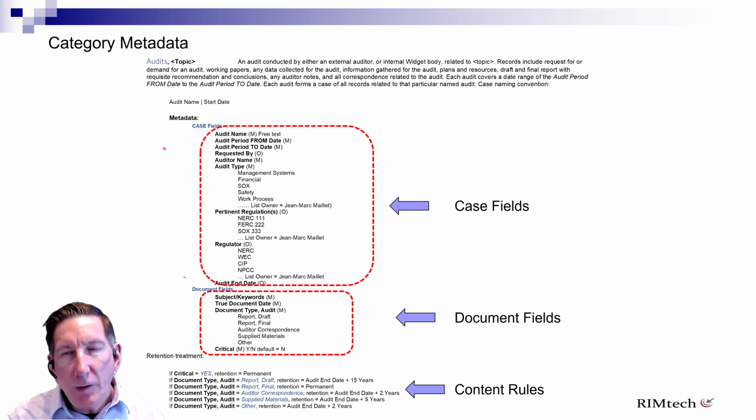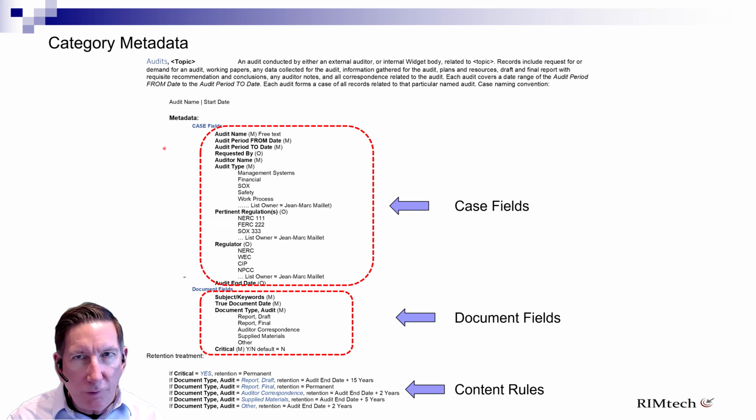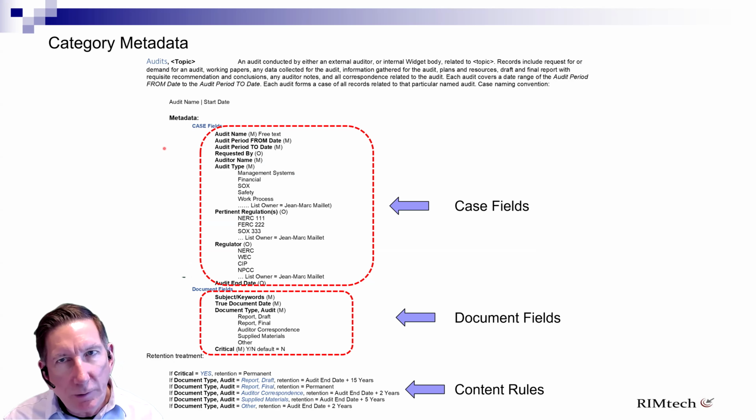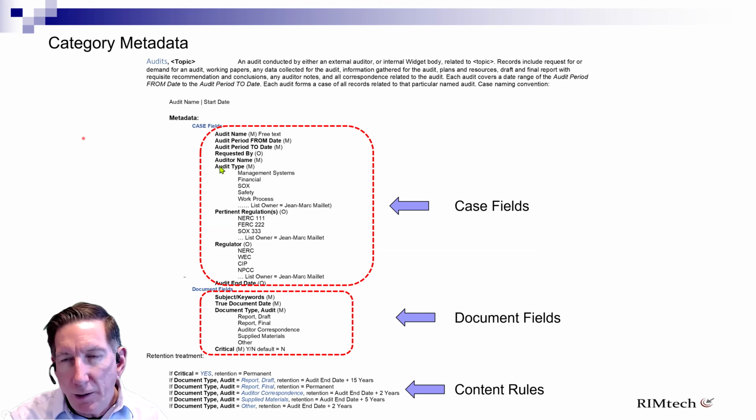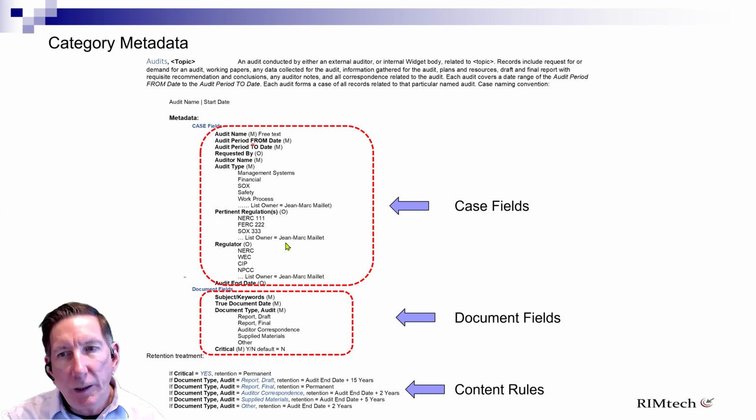Okay, so to look at it from a 1,000-foot view, let's take a look at metadata for an audit, which is a case activity. We have 13 fields here. 9 of them are case fields. 4 of them are document level fields. These are filled in by the creator of the case, not the users. Users cannot touch these columns, whereas the user has to deal with these 4 down here.